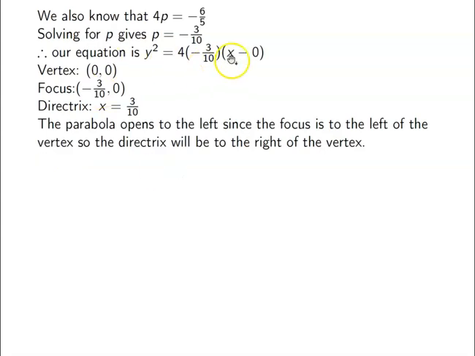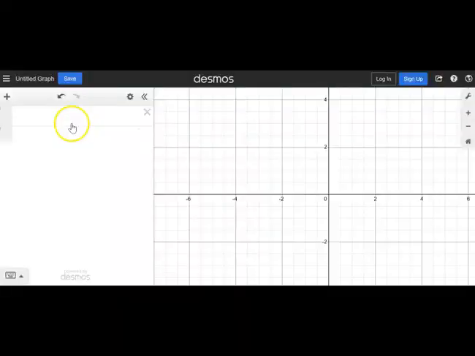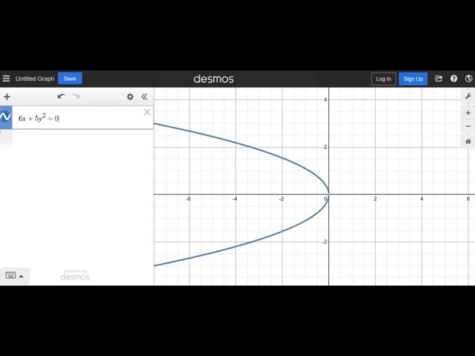Okay, so let's go ahead and actually graph this real quick in Desmos. So here in Desmos, let's write our equation. You have 6x plus 5y squared equals 0. Okay, so there you go. My parabola opens this way.